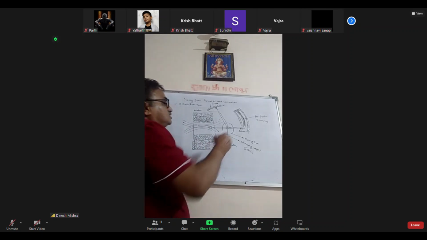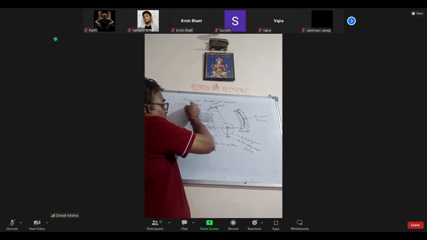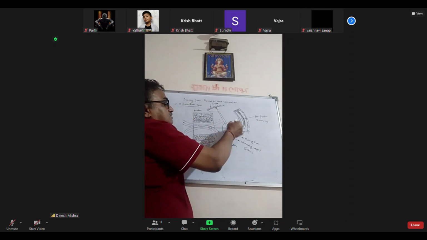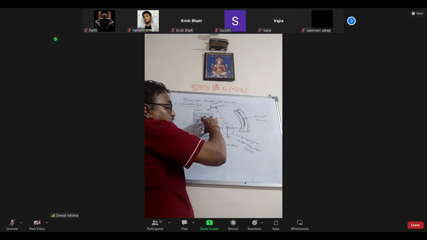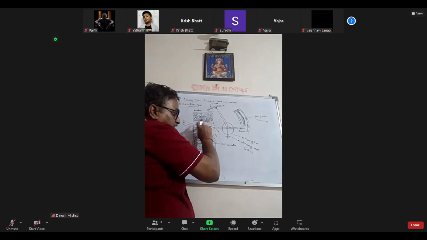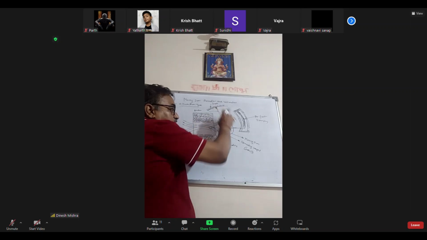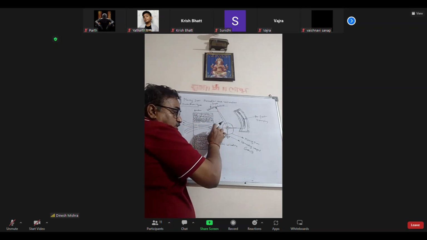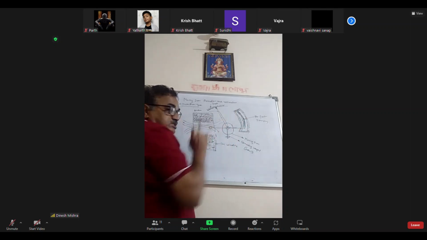Understand? This is an attraction type moving iron instrument. This moving iron is free to rotate in a hollow coil. In that coil, we keep one iron disc free to rotate. As the magnetic field is produced, it will deflect. When it deflects, the pointer will move. The pointer is controlled by the controlling weight, and the damping is obtained by air friction damping.